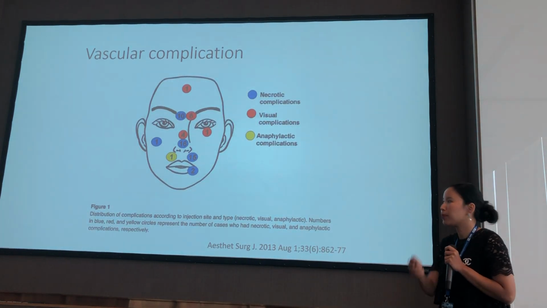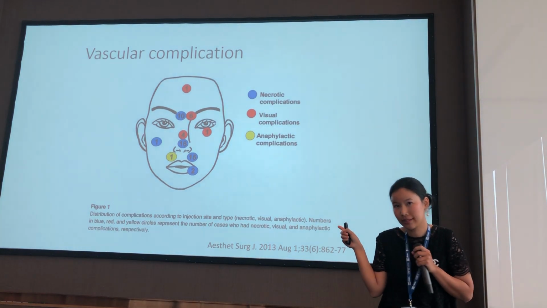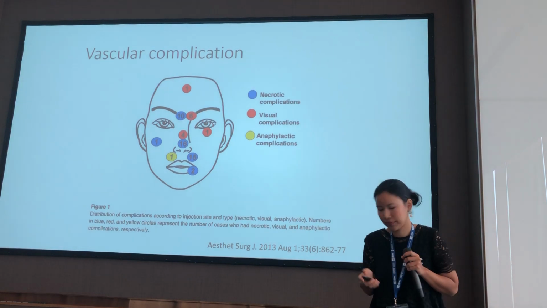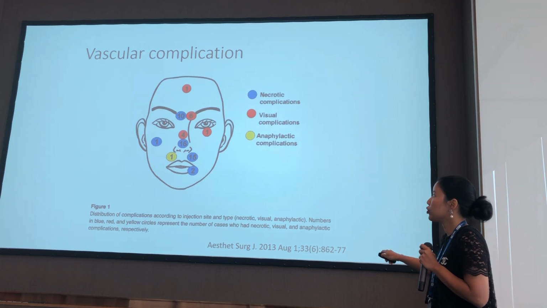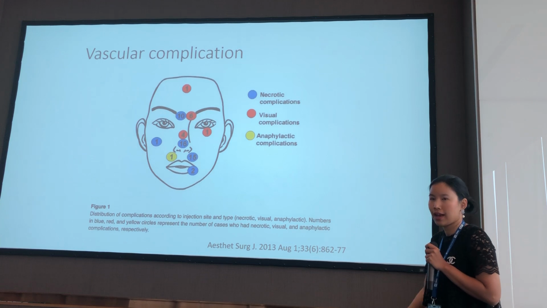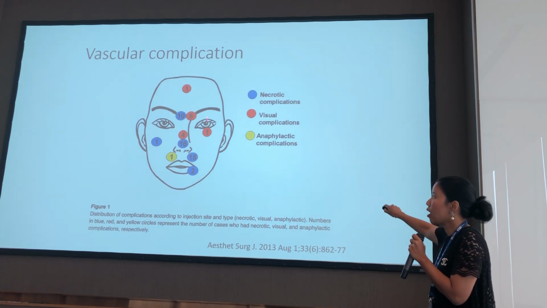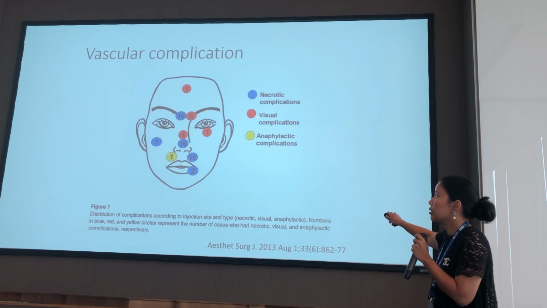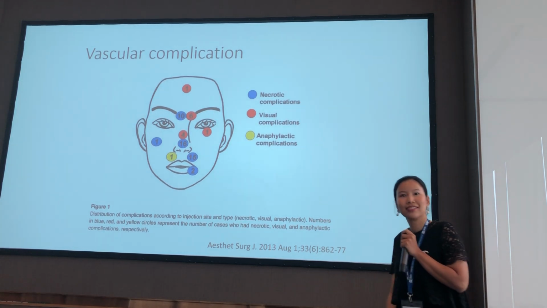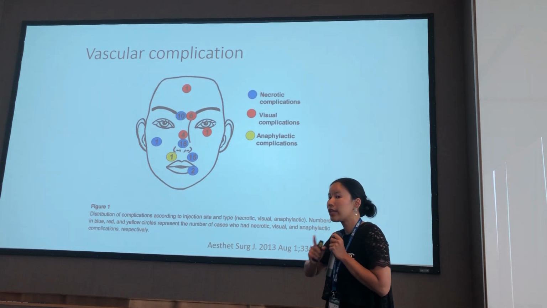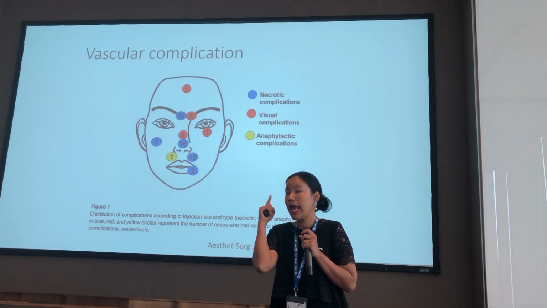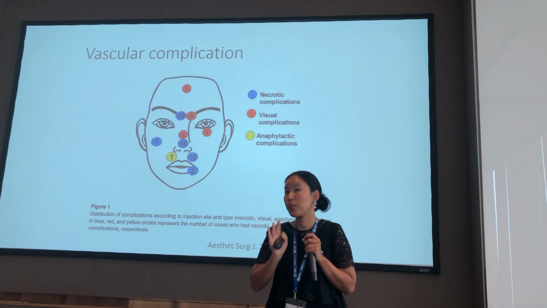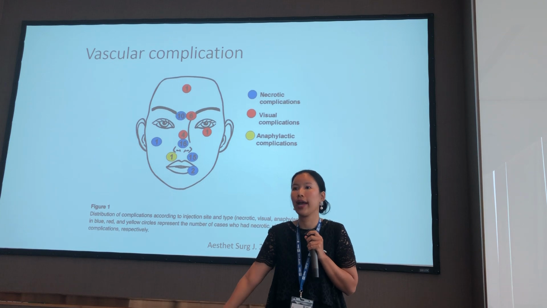And for the vascular complication, this review has been published in 2020. You can see the red one is the visual complication, the blue one is the necrotic complication, and the yellow one is the anaphylactic one. You can see that most of the complications, the necrotic or the visual ones, are mainly distributed at the medial part of the face. That's why the prevalence of blindness and complications has been reported more in Asians. Because, you know, Asians have a flatter midline compared to Caucasians. So that is the reason why.